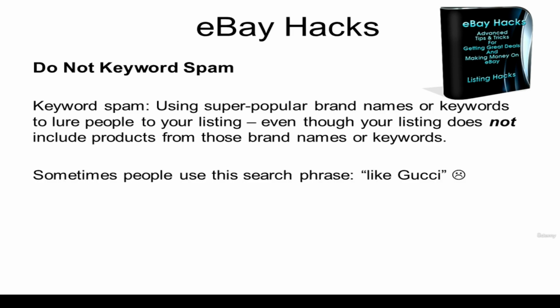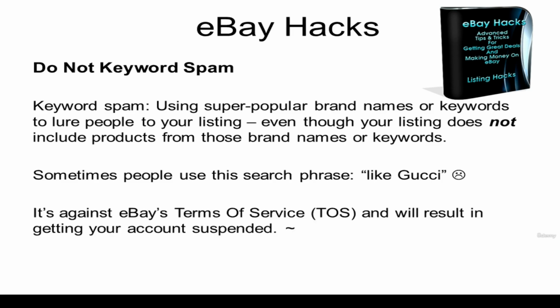Sometimes people will use a search phrase like this in their title. Let's say they're advertising a handbag, right, or a lady's purse. And they'll say the name of the purse, the brand name, and then they'll say like Gucci, comma, Dolce & Gabbana, comma, and a few other designer names, right? And the reason they do that is because they know a lot of people are searching those designer brands, and they want to draw traffic from those designer brands to their non-designer item. That is called keyword spamming, and it's really against eBay's terms of service. And it could also result in getting your account suspended.